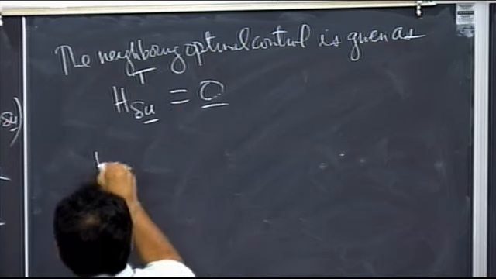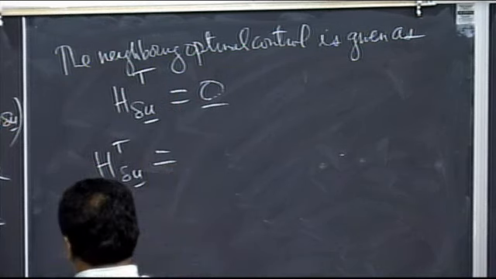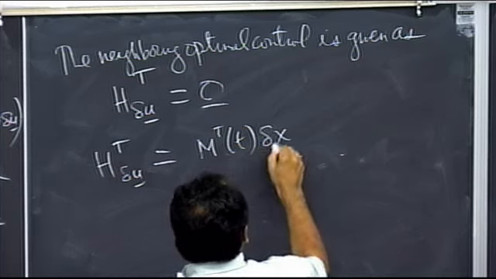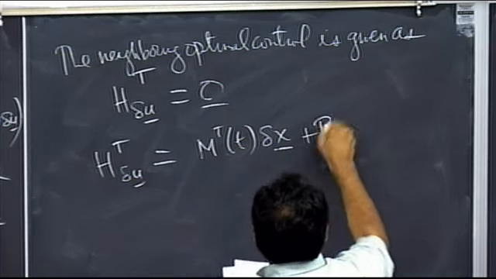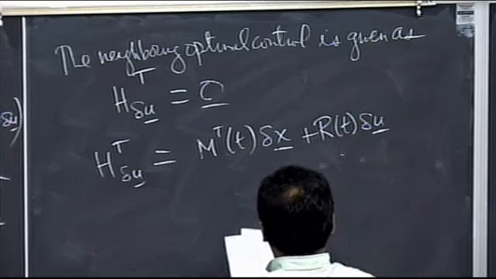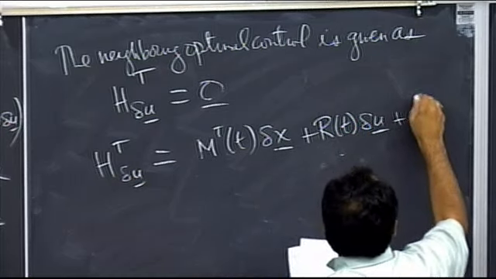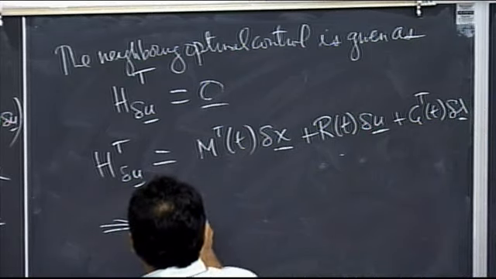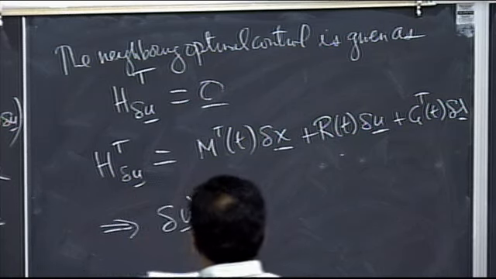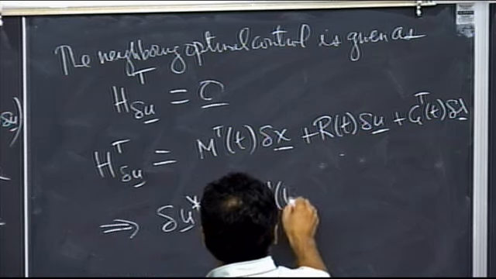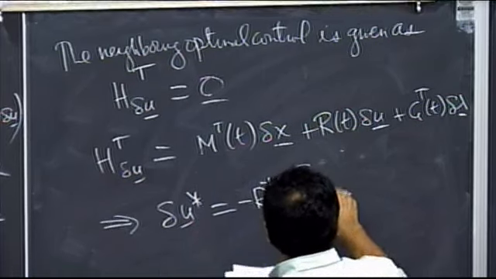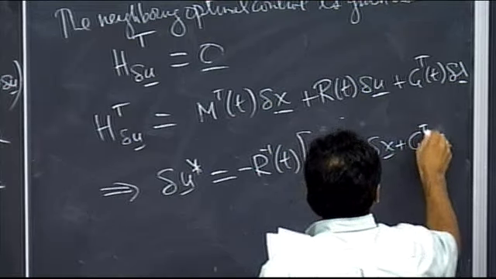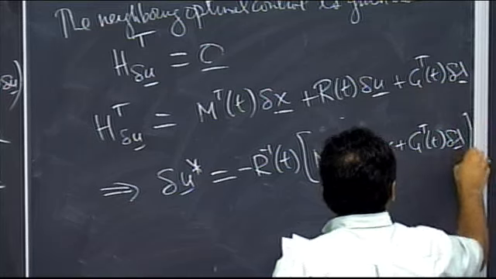So if I take H delta U transpose, it gives me M transpose of T delta X plus R of T delta U, and then plus G transpose of T delta lambda, from which we can solve for the neighboring optimal control. The neighboring optimal control is then minus R inverse times M transpose of T delta X plus G transpose of T delta lambda.